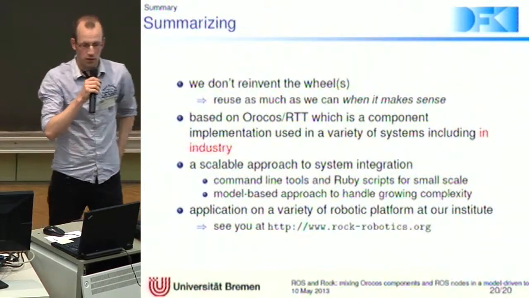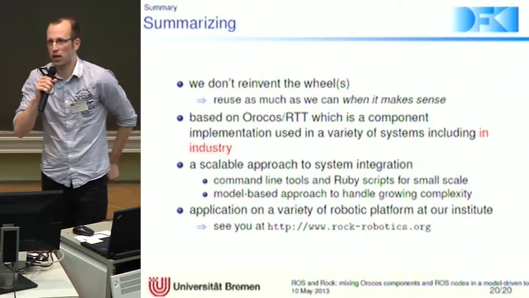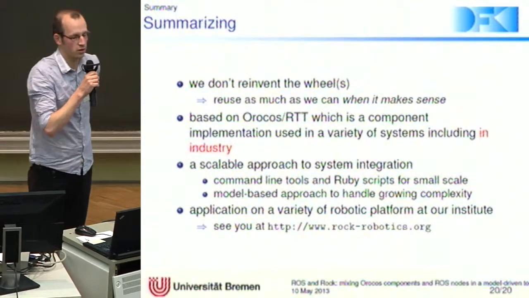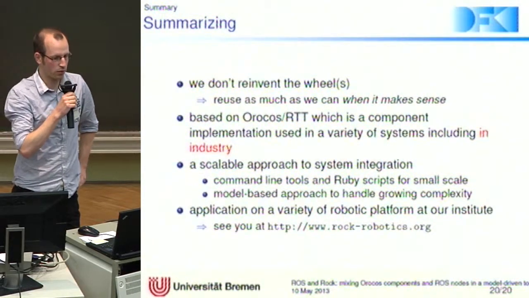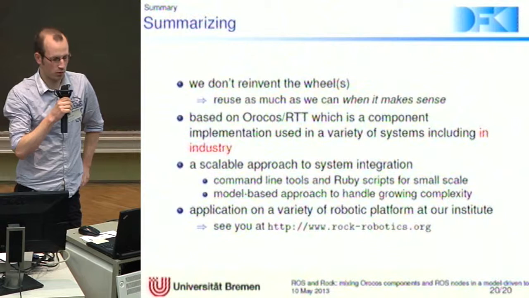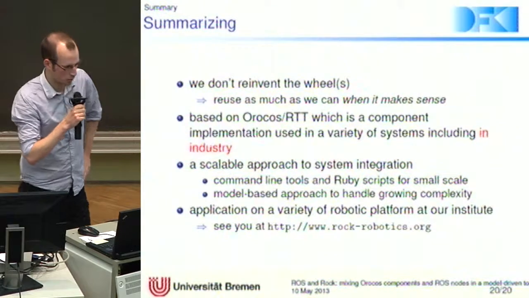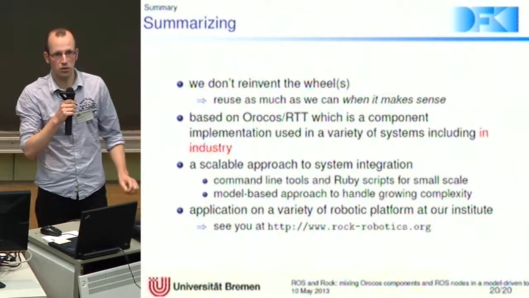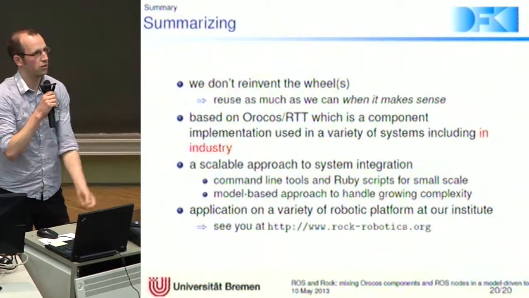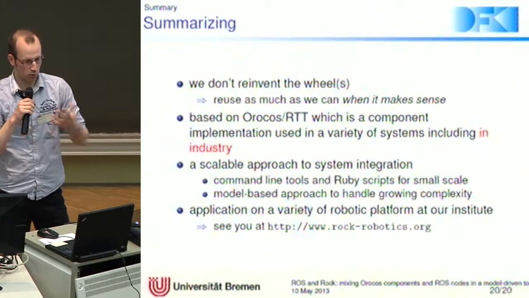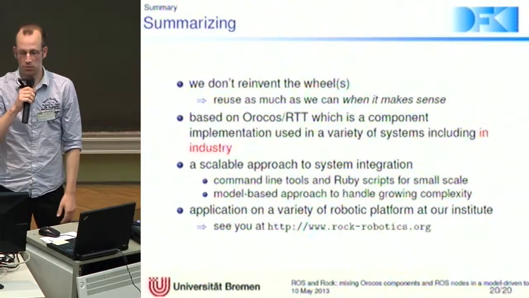So summarizing, we don't want to reinvent the wheel here. We try to use as much as we can of what's out there. That's why we also sit on top of ROS RTT as a component model, which has already been proven in industry and is also used in a different way in ROS here. So what I try to show here is a scalable approach to system integration. You can start out quite simply with the Ruby-based interfacing or Ruby scripts, or you can go on with the complex system modeling capabilities.